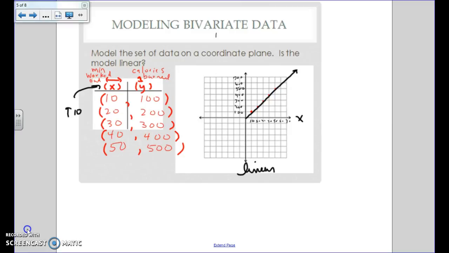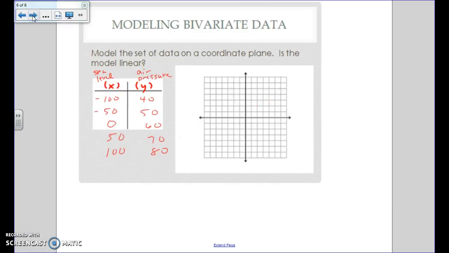But if I continue to exercise, you could probably predict how many calories I burned in 100 minutes if you wanted to, just by looking at this model and going over 100 and seeing where that line would intersect at. You'd be able to predict where it was. So let's take a look at another T-chart here, and this one I did incorporate some negatives, and we're talking a little bit about sea level and air pressure.